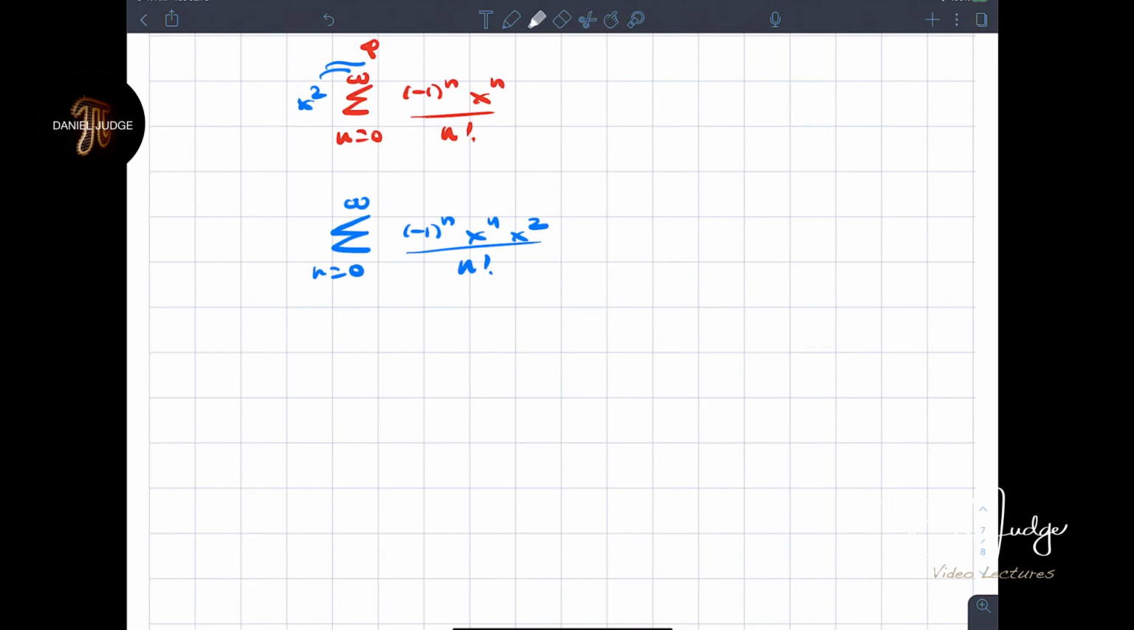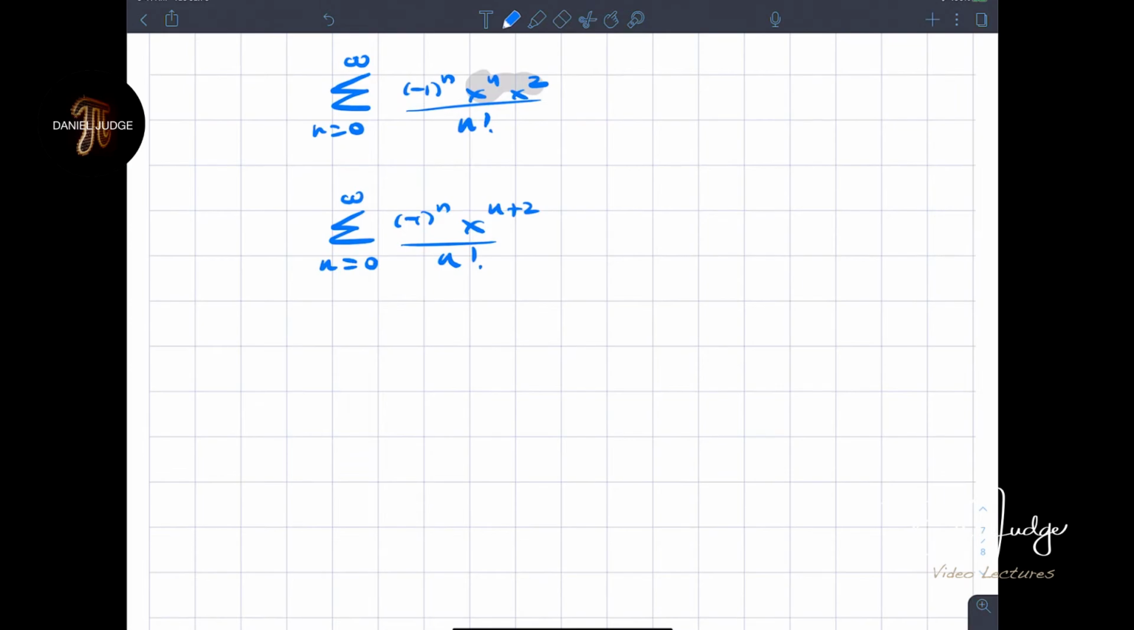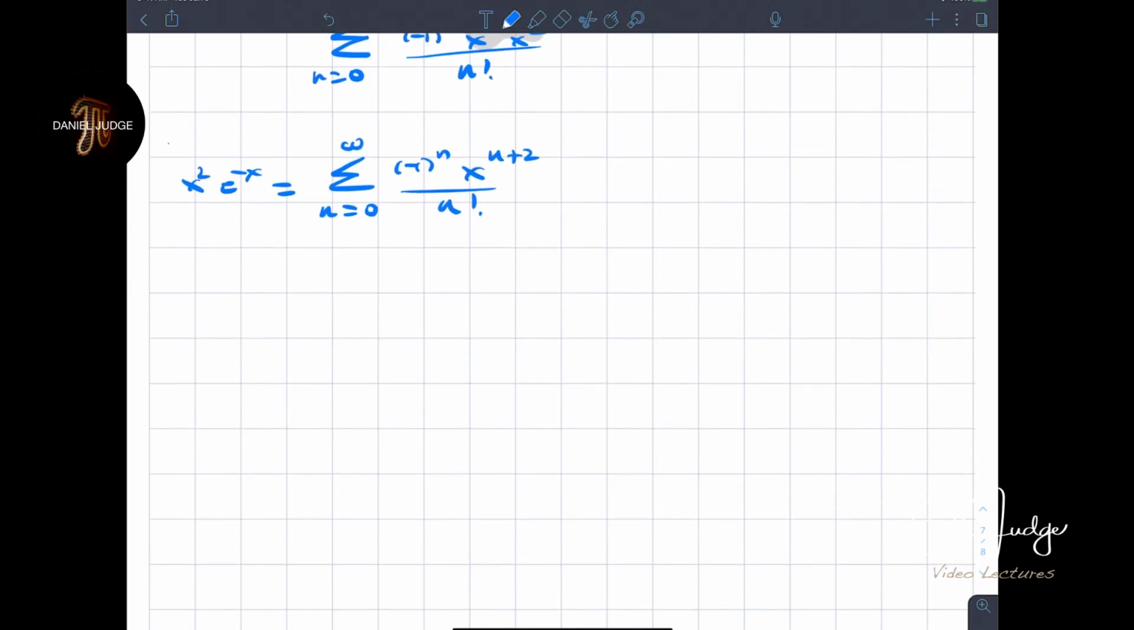Because you're going to use some properties of exponents again, algebra. So I have my summation here, n is 0 to infinity, negative 1 to the n, x to the n plus 2 over n factorial. And here's the power series expansion that they're looking for. And that's for x squared e to the minus x. Let me go back. Okay, power series expansion for this function here.